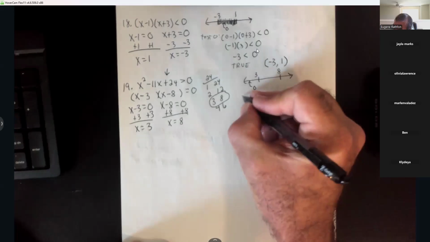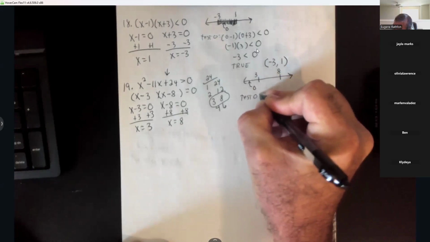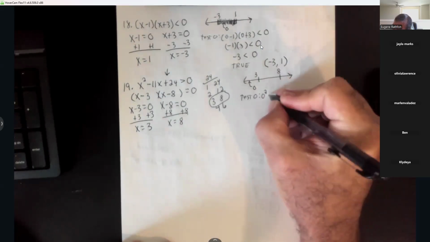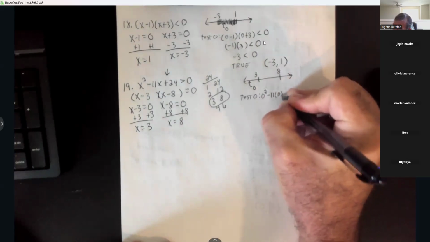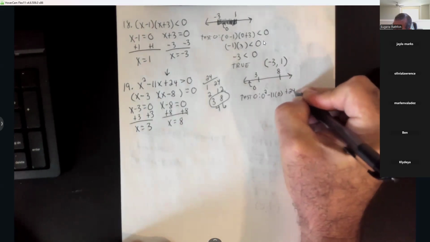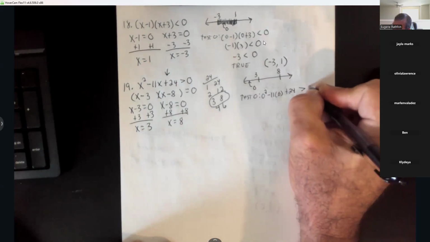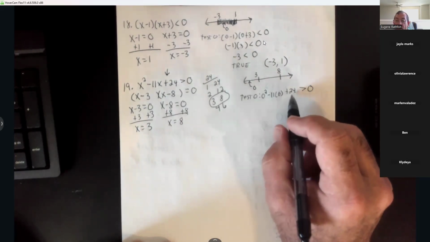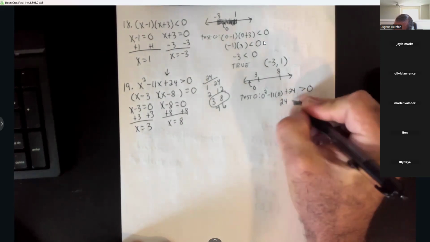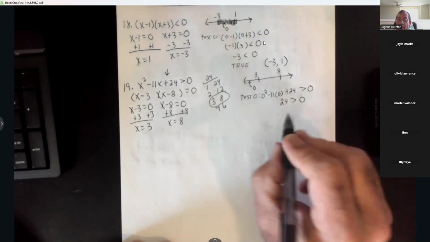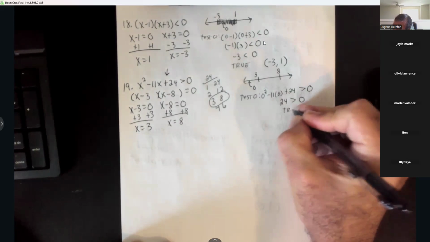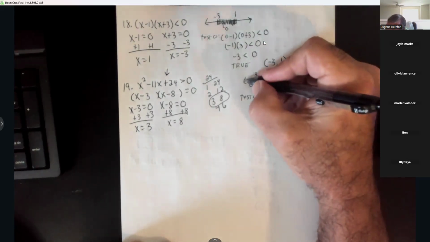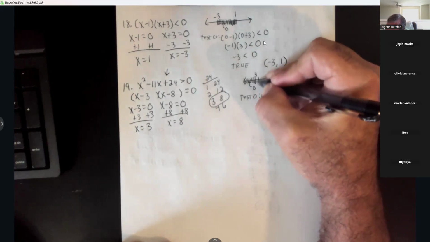So I'm going to test 0 again. I'm going to put a 0 in for my x's. I got 0 squared minus 11 times 0 plus 24 has to be greater than 0. Well, y'all, that's 0, that's 0. So I get 24 greater than 0. That is true. So since that's true where 0 is located, I'm going to shade the left side.